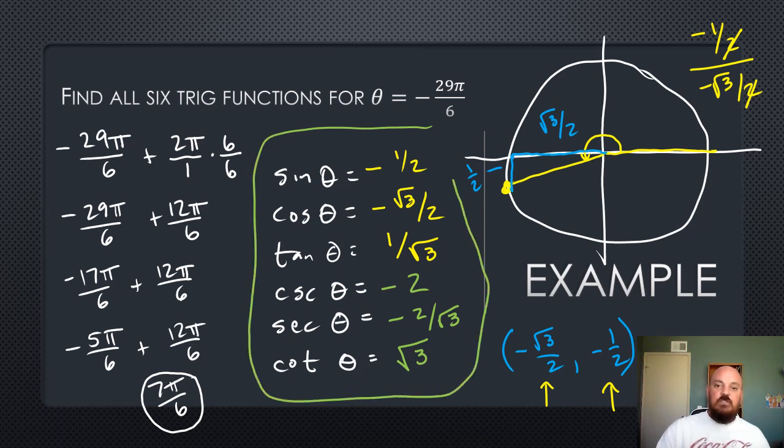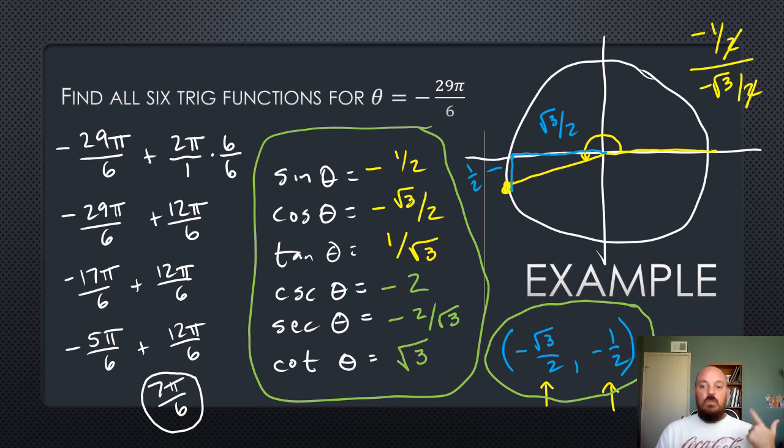6 trig functions. Everything came from this point right here, from sine and cosine. So the whole key is know where the angle is, know what the point is, know how to use it, and you can get any or all 6 of the trig functions.